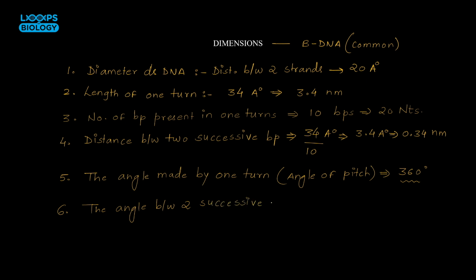Can you guess it, guys? For two successive base pairs, we have to divide the complete circle of 360 degrees into 10 parts. So the angle between two successive base pairs will be 360 degrees upon 10, that is 36 degrees. So 36 degrees is the angle present between two successive base pairs. This is one of the important data whenever you are going for any dimensions of DNA or solving questions of DNA. Got my point, guys?